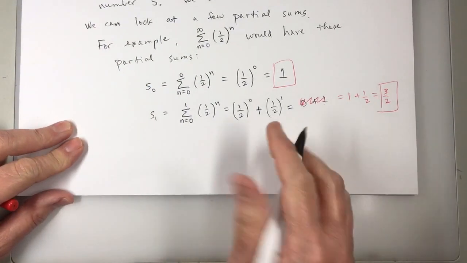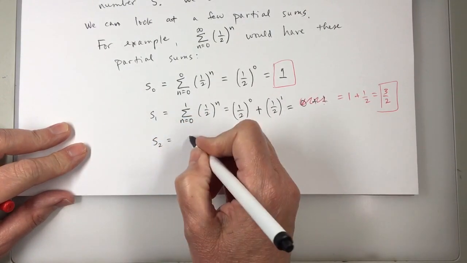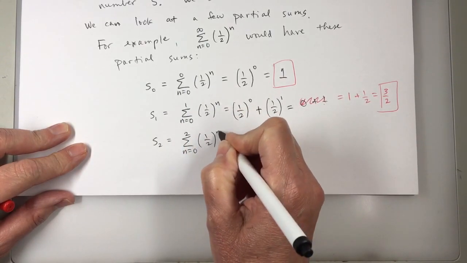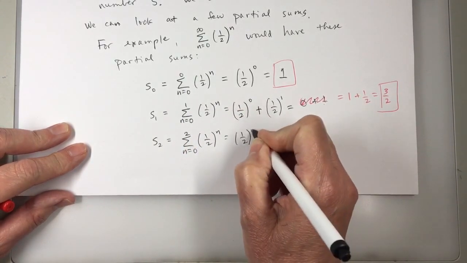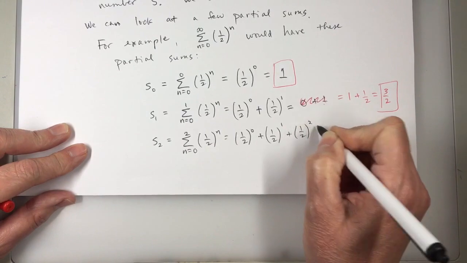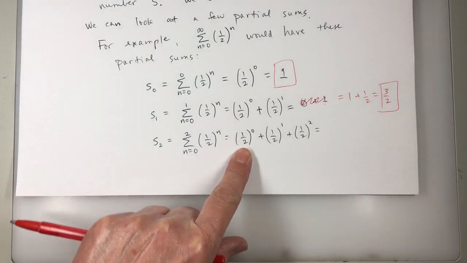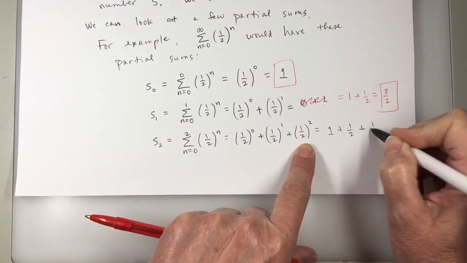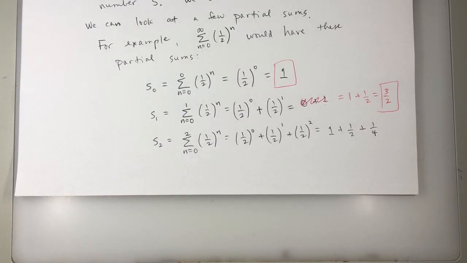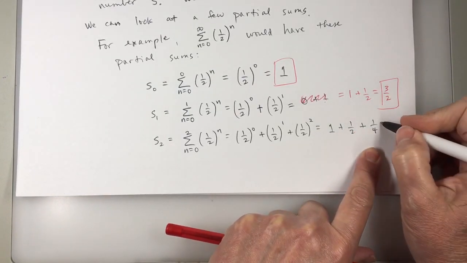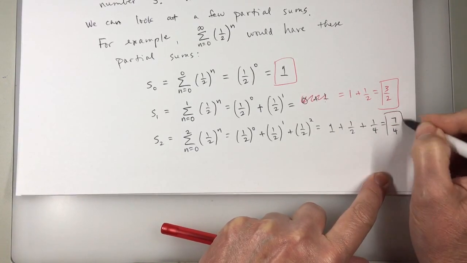Partial sum S sub 2. The sum as n goes from 0 to 2 of 1/2 to the n would be 1/2 to the 0 plus 1/2 to the first plus 1/2 squared. 1/2 to the 0 is 1. 1/2 to the first is 1/2, and then plus 1/4. And that's going to be, well, the common denominator is 4. 4 over 4 plus 2/4 plus 1/4, 7 over 4.